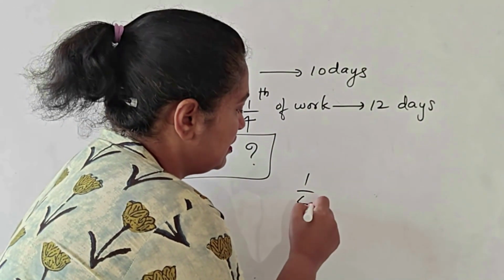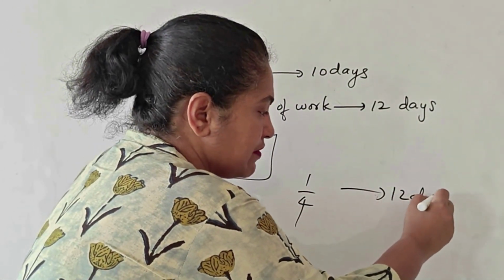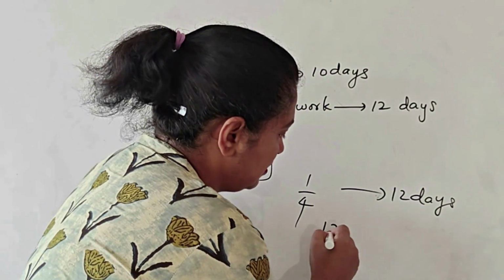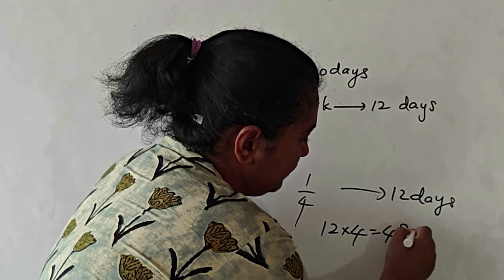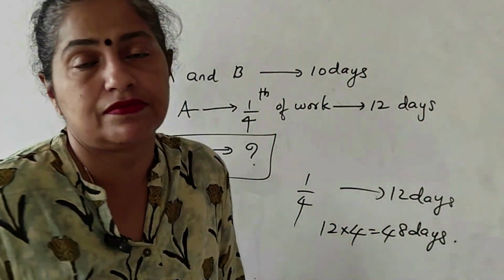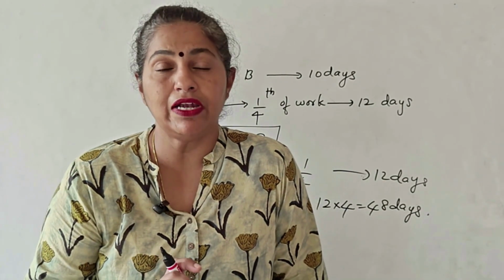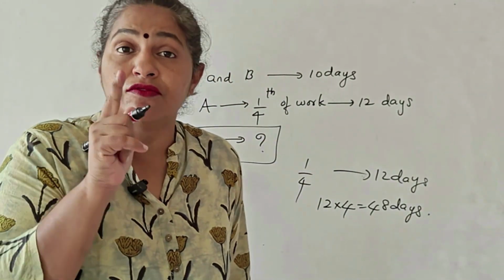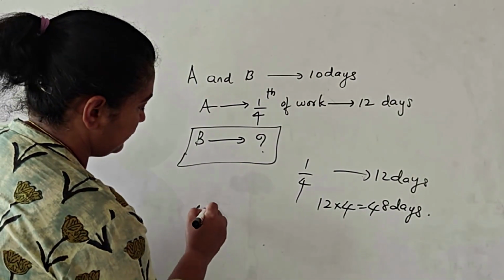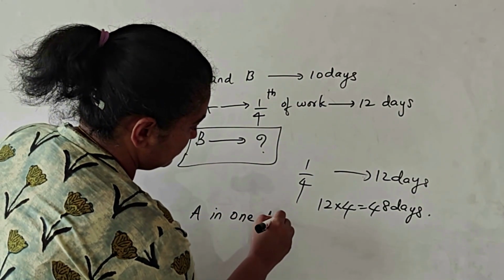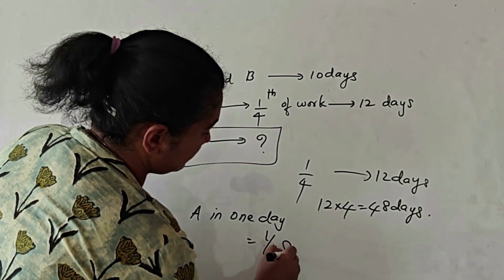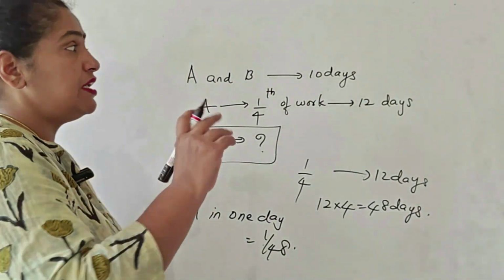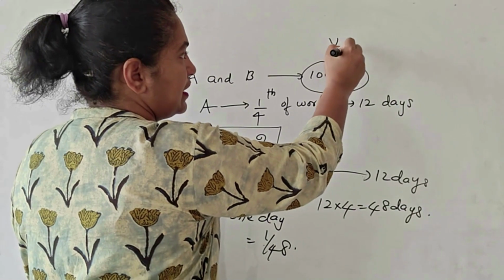So, 1/4 of the work is completed in 12 days. Correct. So, to finish the entire work, A will take 12 into 4, 48 days. So now we know how many days A will take to finish the complete work, which is 48 days. So what is the amount of work done by A in one day? It is 1 by 48. Correct. Now what is the amount of work that is done by A and B together in a single day? It is 1 by 10.